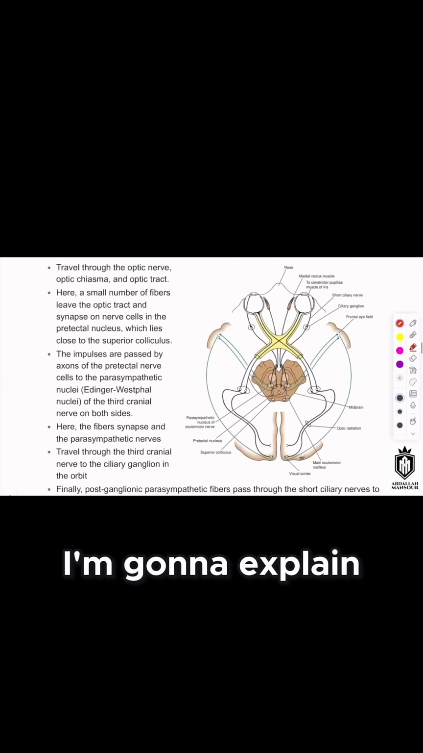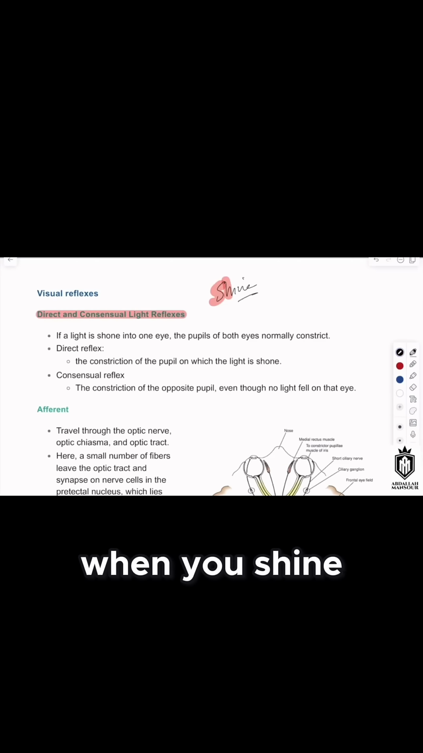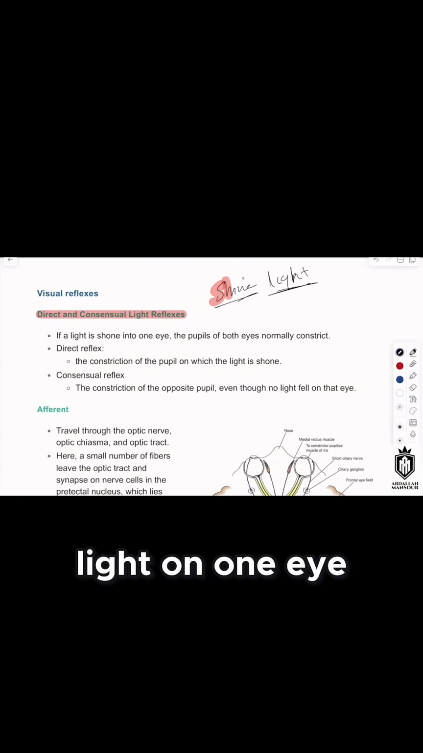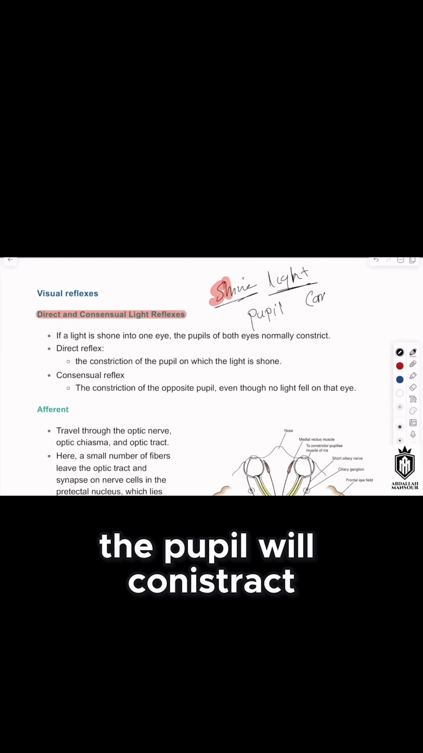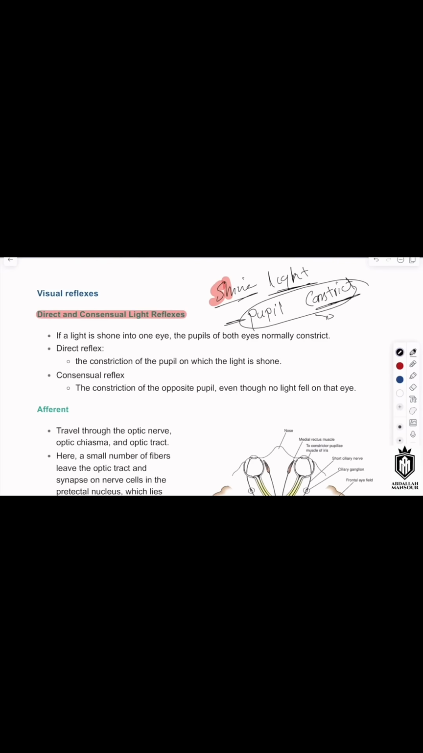Of course, I'm going to explain how they happen as well. So, direct and indirect reflex: this is basically when you shine light on one eye, the pupil will constrict, will become small. But it will constrict on the eye that you shined some light on, so ipsilateral, and also the other eye as well.